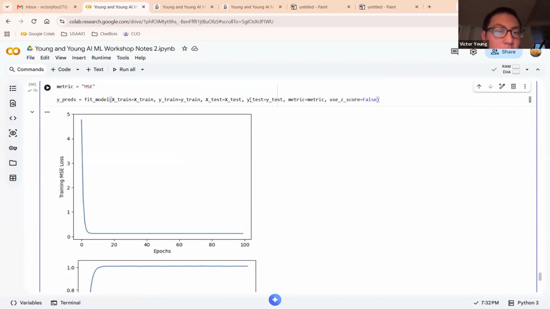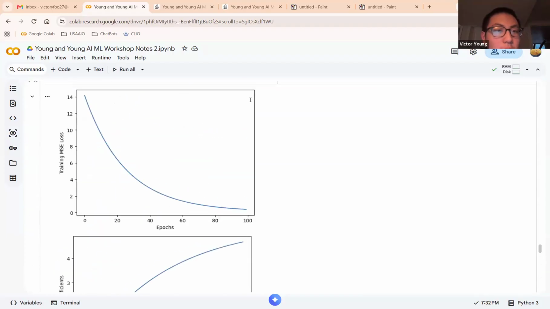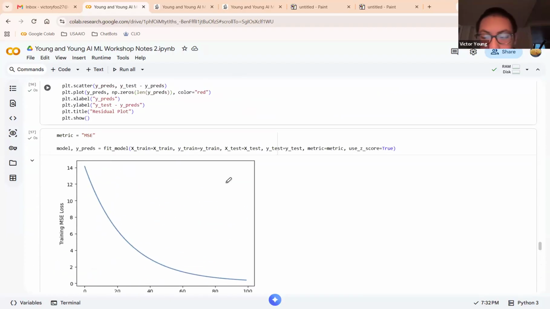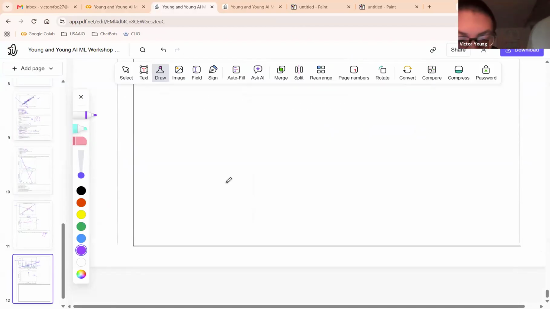So this is a perfect example to show you the learning rate is very important. It's a very important hyperparameter to tune, and a very important hyperparameter to learn about as well. Okay, so I think that is it. That is the end of the notes.